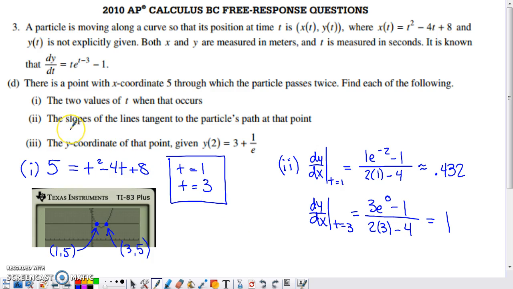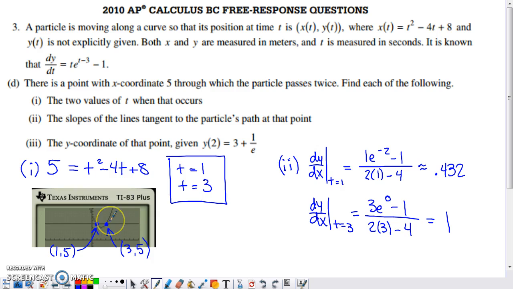Then it goes on to say, we want to determine the slopes of the line tangent to the particle's path at that point. Now this is kind of weird. We don't really have the capability of graphing the curve that the object's traveling on, right? Because we only know dy/dt, and although we can try to find an antiderivative of this, we could try to use integration by parts to produce an antiderivative and work backward to the function. We aren't really going to want to waste the time to do that.